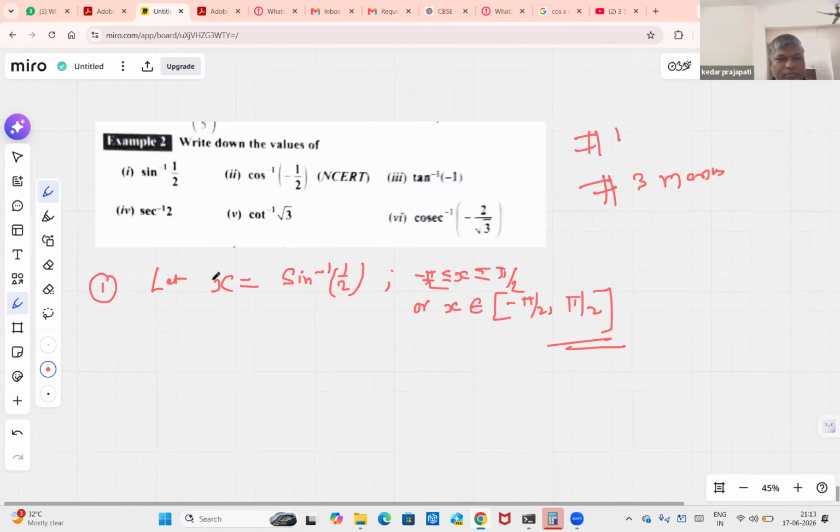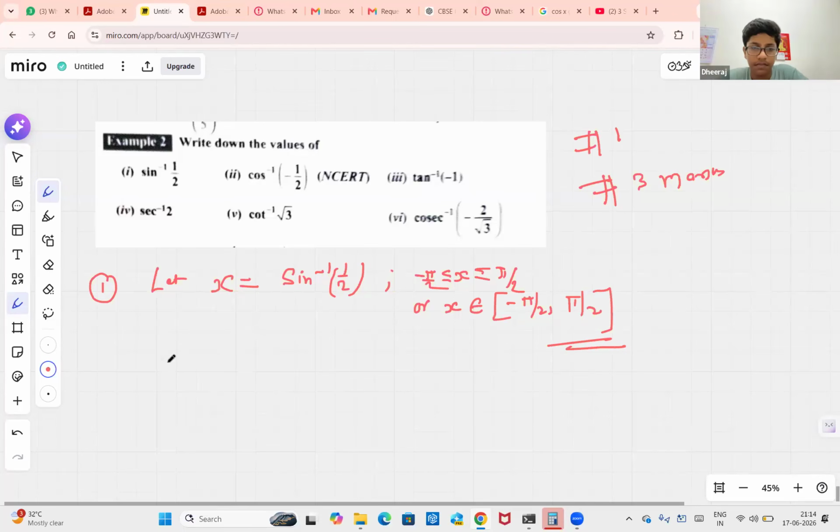So you can also say y equal to sine inverse 1 by 2. If you are telling y, then you have to give the value of y. So always give principal values, because it is telling you to write down the values. It is not telling domain or range. Fine. So just help me how to solve it.